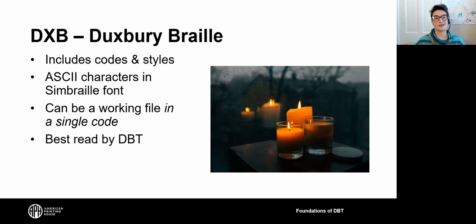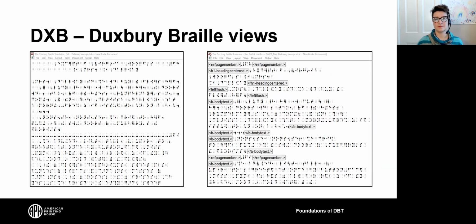Like the Duxbury print, the Duxbury Braille file is a Duxbury file type, and so is best opened through and edited with Duxbury. On the screen are a couple of screenshots of a Duxbury Braille file that has been opened and shown in Duxbury. Our Braille looks exactly the same as it did when we had our translated DXP or our BRF with codes off. And then our view with codes showing shows us some paragraph styles like ref page number and end ref page number, as well as body text and left flush.